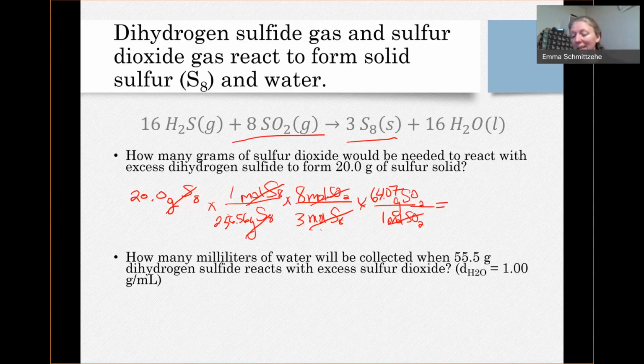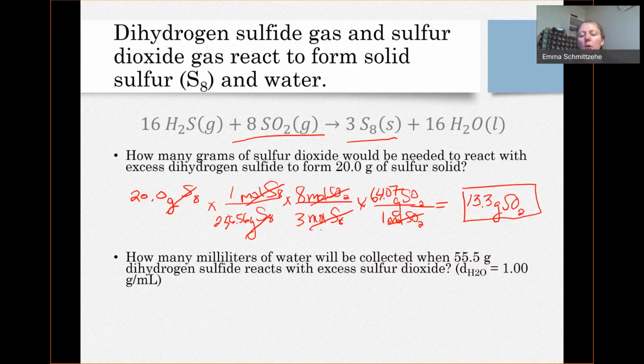We take 20 and divide by 256.56, and then multiply by 8, and divide by 3, and multiply by 64.07. So it looks like we have an answer of 13.3 grams of SO2. And I did round that again to 3 sig figs because the given value limits us to 3 sig figs.